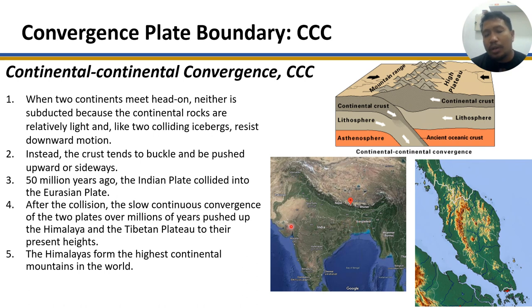One well-known example of continental convergence is the collision between the Indian plate and the Eurasian plate to the north, which has resulted in the formation of the Himalayan mountain range, as shown in the red line. In this case, the two continental plates have pushed against each other, causing the Earth's crust to deform and rise, ultimately forming the highest continental mountain in the world, known as Mount Everest.